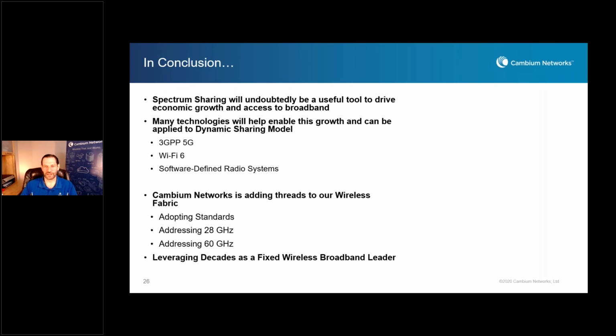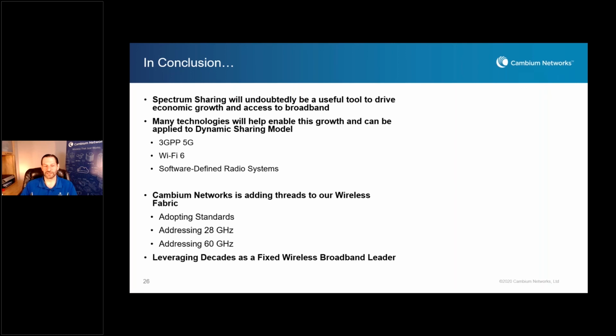There are all kinds of different technologies that can be used. Of course, 3GPP and Wi-Fi 6, those two competing standards, if you will, or I guess symbiotic standards. I think they will be used alongside each other and in place of each other in many different areas. But there are also software-defined radio systems like what we have with the PMP 450 platform that can be used for this too, and used very successfully. We've proven that through the past several years, and we will continue down that path for quite some time.